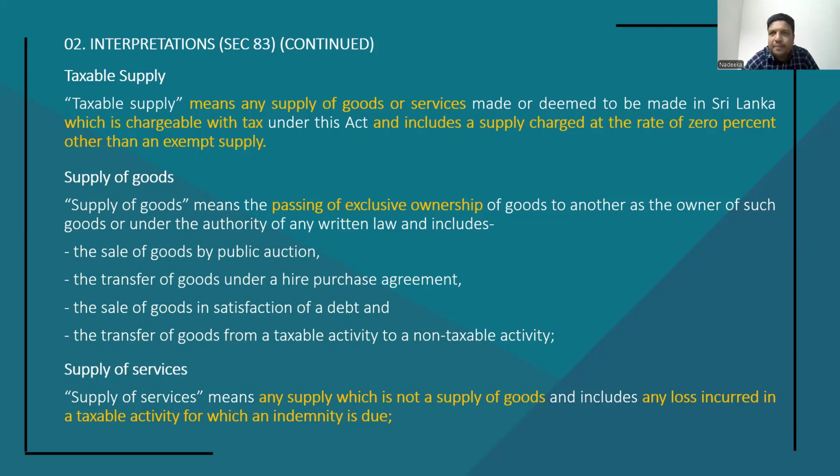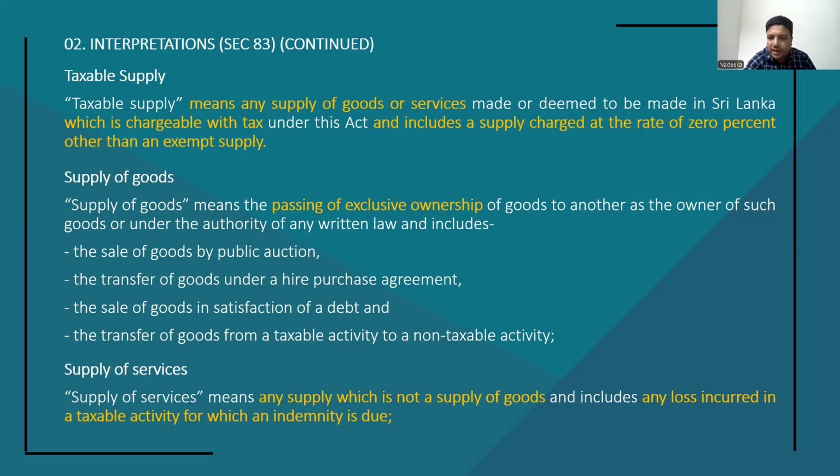Now, as an example, you run a business and you want to donate some goods that are available for sale. So the business is your taxable activity. So you are transferring goods from your business, which is a taxable activity, to a non-taxable activity. Also, as an example, you take home the goods that are available for sale in the business. That is also transfer of goods from a taxable activity to a non-taxable activity. So for VAT purposes, they are treated as supply of goods. Right. So that is the meaning of supply of goods.